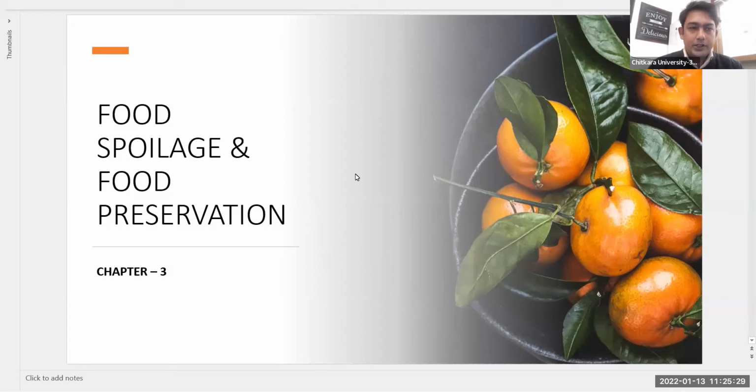Okay, so food spoilage and food preservation. We have studied till now what are the various factors that affect the quality of food, and how we can minimize the wastage of food and increase the shelf life of food. So moving forward, in today's session we'll be discussing what food spoilage is, what factors are responsible for food spoilage, and how we can preserve the food, that is, food preservation.